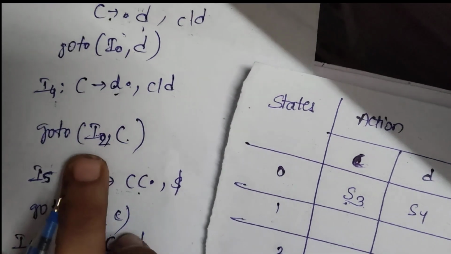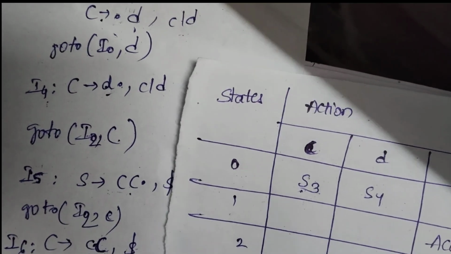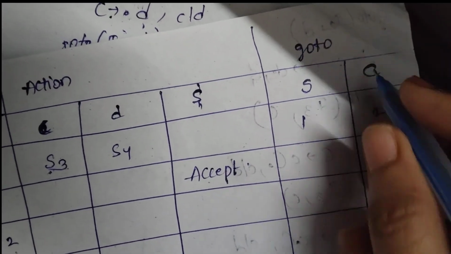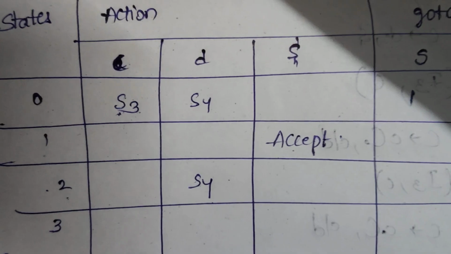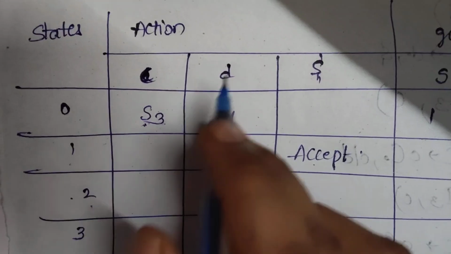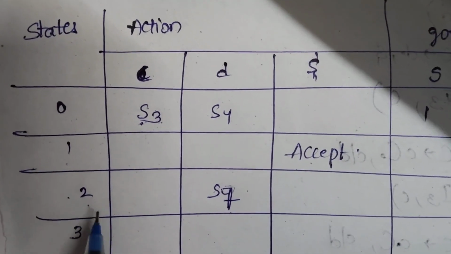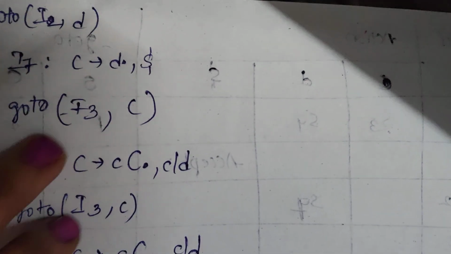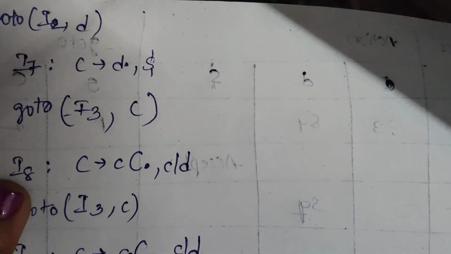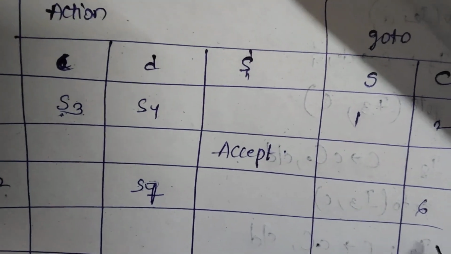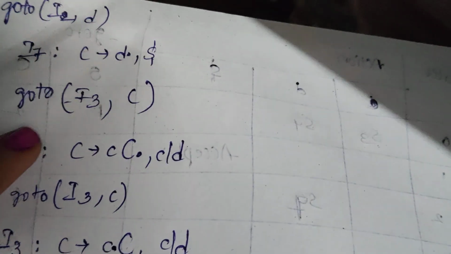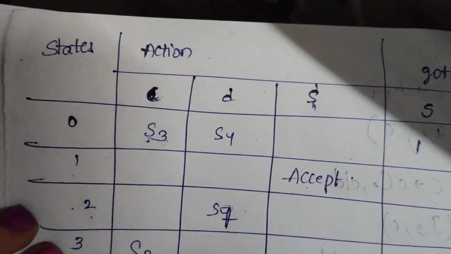Next, go to I2 comma capital C. So I2 comma capital C is 6. So in place of I2 comma capital C you can write 6. I2 and D, in place of I2 and D you can write 7. So in place of I2 and D you can write S7. Next, go to 3 comma C. In 3 comma capital C you can write 8. 3 comma capital C 8. Okay, next 3 comma small c 3. 3 comma small c shift 3.